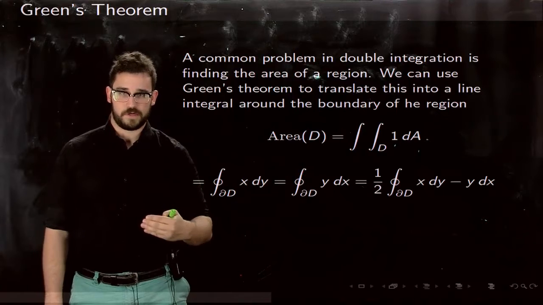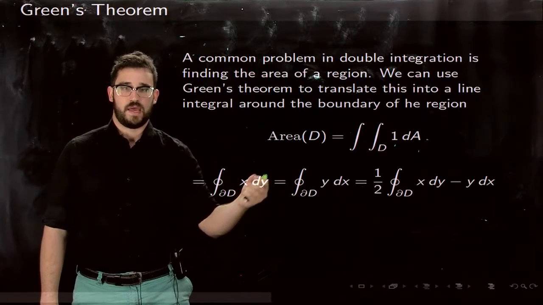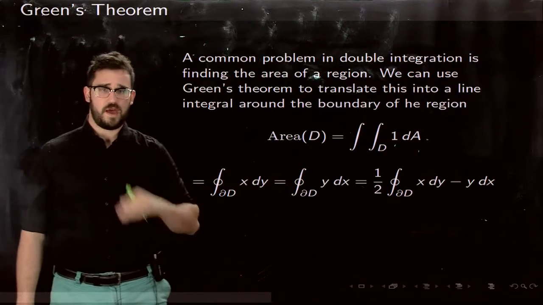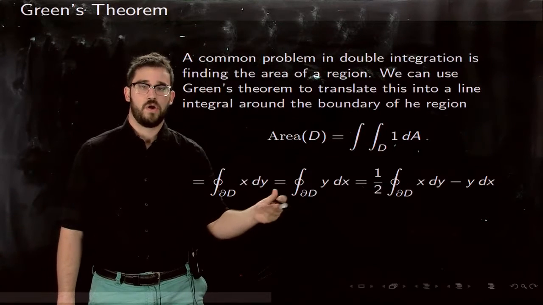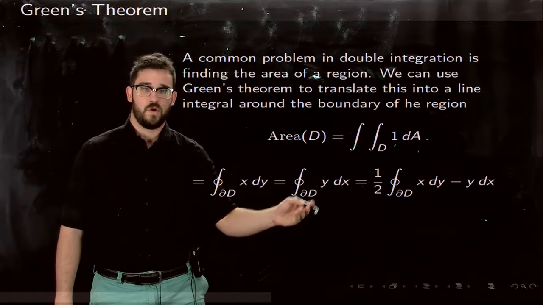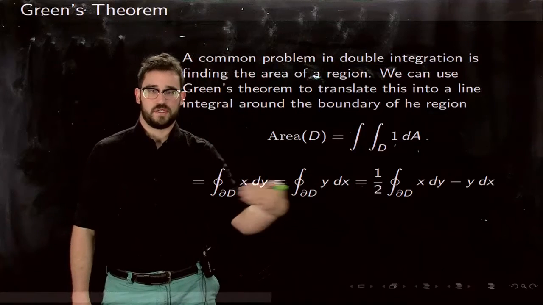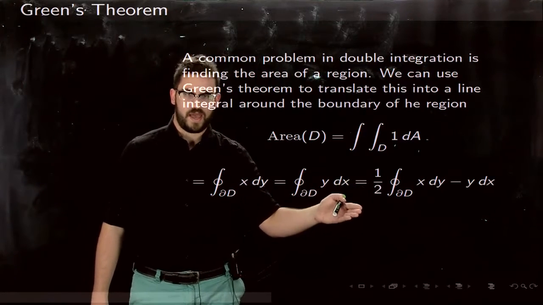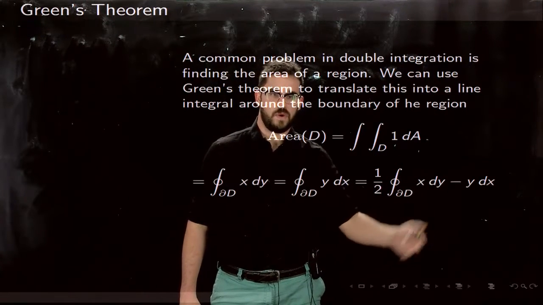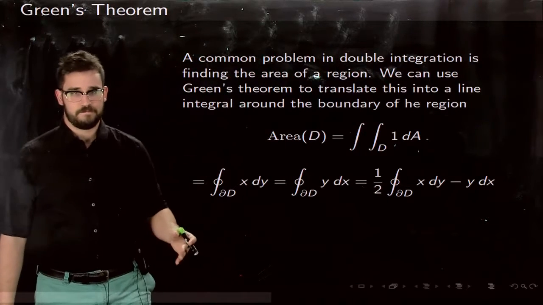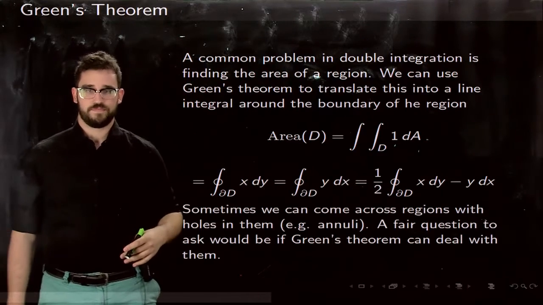Thinking of it from one perspective, because we'd have that one D. But we could also do it the other way and get the integral over the boundary of D of y dx, right? So how could we simplify this? We subtract these, and we get 1/2 the line integral over the boundary of D, x dy minus y dx, right? Because if these are equal, we can obviously show this equality.